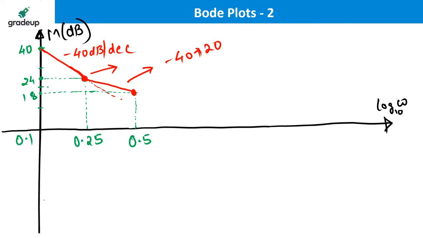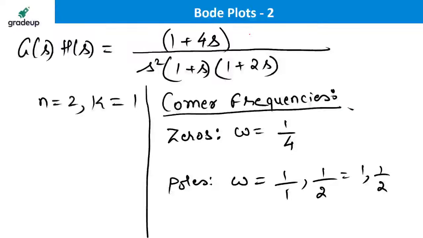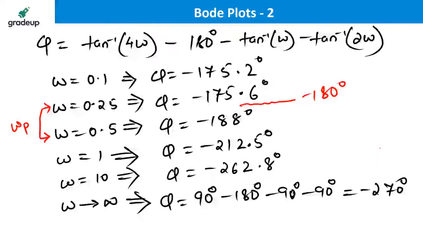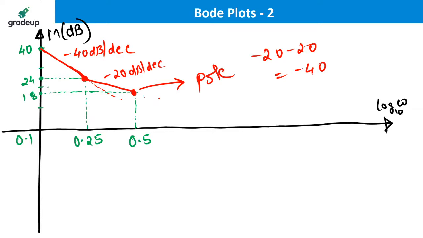Now, this is the corner frequency due to a pole. See, the next two corner frequencies, 0.5 and 1, these are the corner frequency of poles, and because of the pole, the slope will now change by minus 20. So this line had a slope of minus 20 dB per decade, and now the new line will have the slope of minus 40.